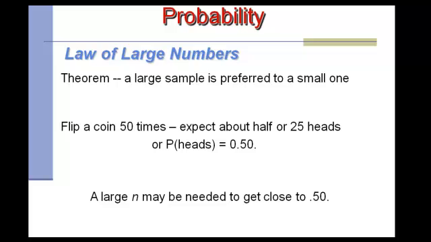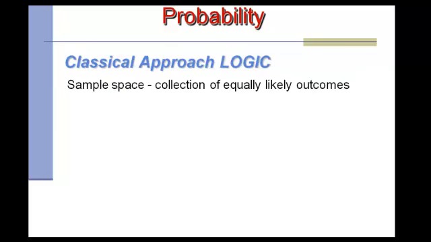So typically when we're doing an experiment, we're going to need a larger n, a larger number in the sample, to get close to that particular 0.5 if we were tossing a coin.